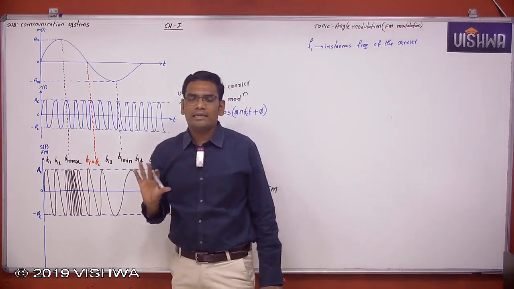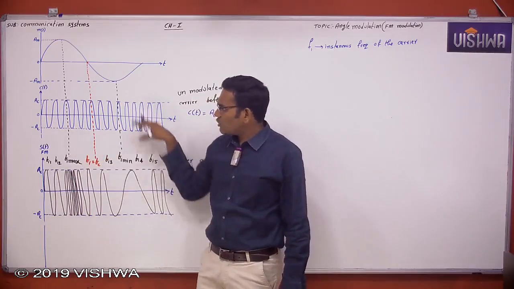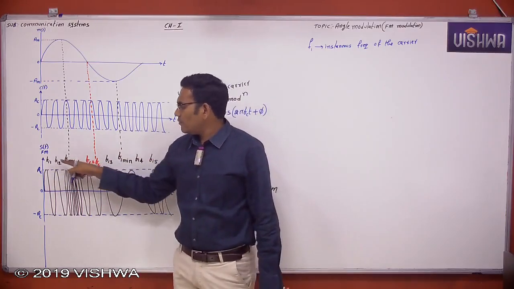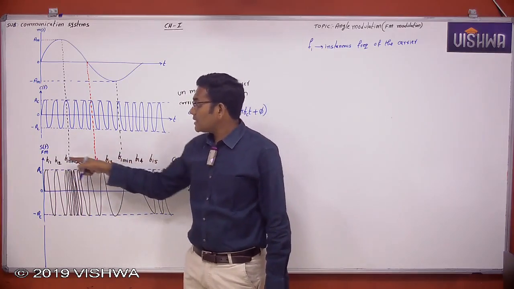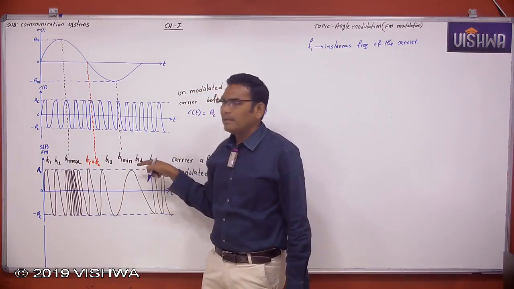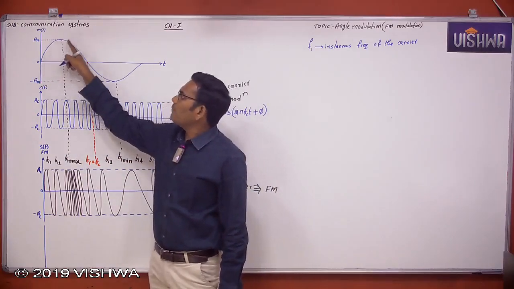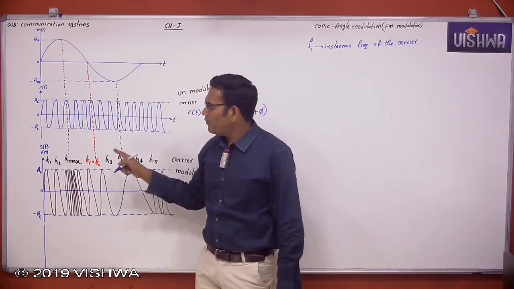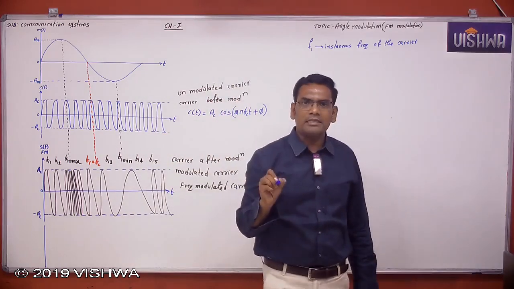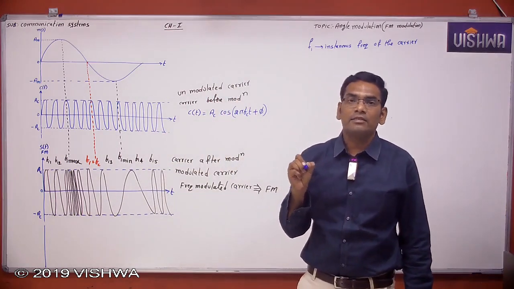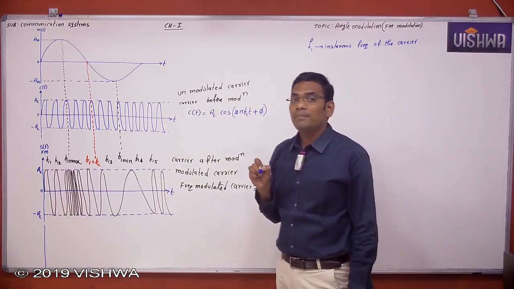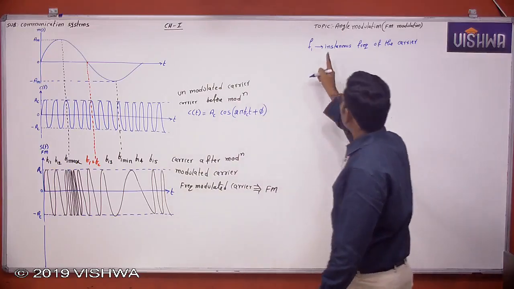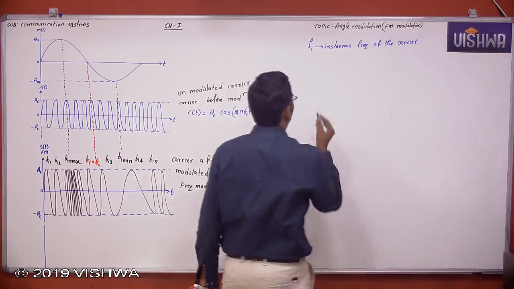Now, first of all, you understand the frequency modulation. Amplitude is not changed before and after. Phase is not changed before and after. Instantaneous frequency of the carrier is changed in accordance with amplitude of the message signal. Everywhere the message signal amplitude is changing, everywhere the carrier frequency is changing. Instantaneous frequency of the carrier varied in accordance with the amplitude of the message signal is called frequency modulation.